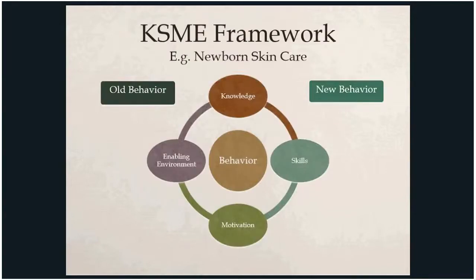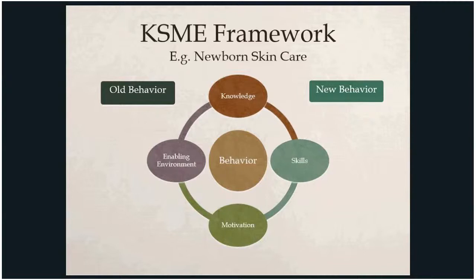So what is this behavior change model, the KSME model? It has 4 components, as you can see from the acronym: knowledge, skill, motivation, and enabling environment. Any behavior that we are practicing is the result of these 4 components. And that's why, for us to modify this behavior, we will have to work on all these 4 components.